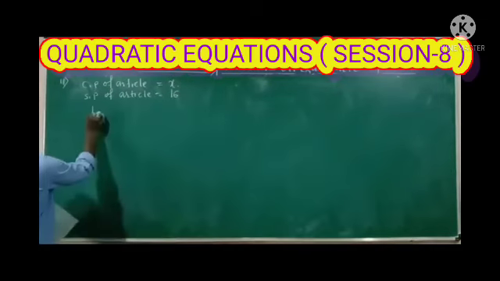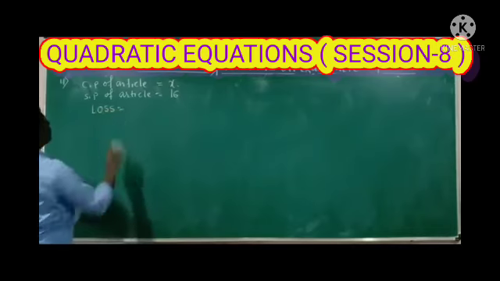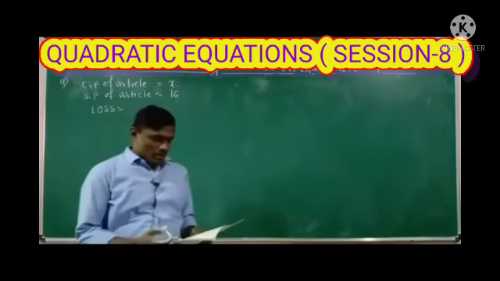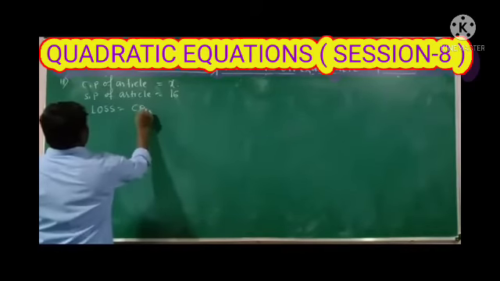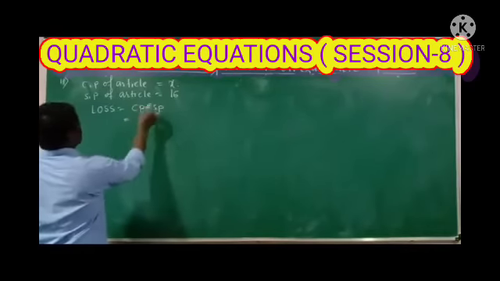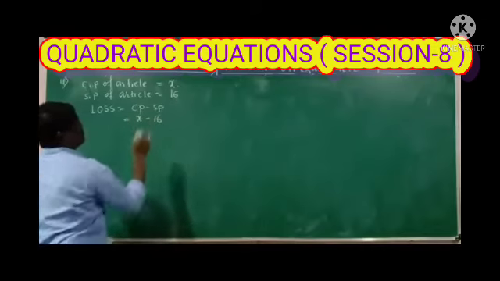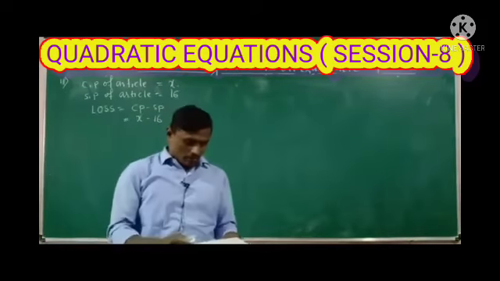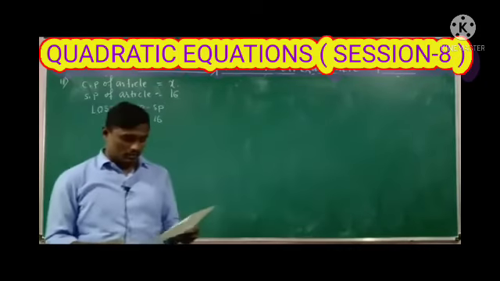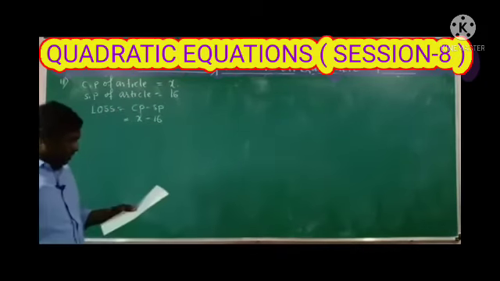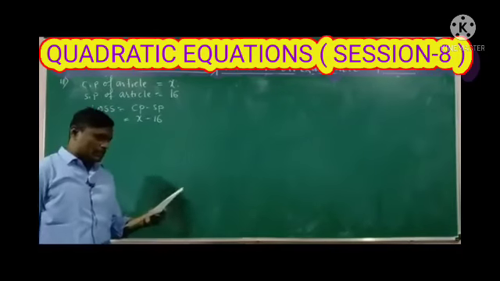How can we find the loss? Loss is equal to cost price minus selling price. That means X minus 16, right? Now what we have to find? Find the cost price, right? Here the loss percentage was X.